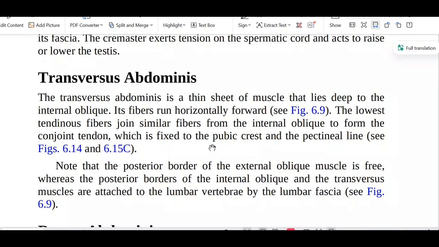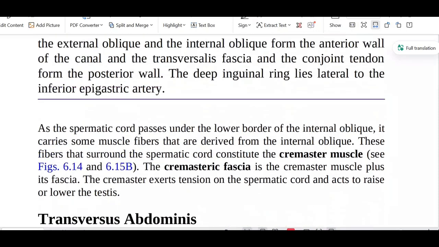Now note that the posterior border of the external oblique muscle was free, because the external oblique muscle was not attaching backward to the lumbar vertebra. It was free. It was not attaching with the lumbar fascia posteriorly, but the posterior borders or fibers of the internal oblique and transversus abdominis muscles are not free. They are attached to the lumbar vertebra by the lumbar fascia, and we have discussed this point while discussing internal oblique, and again we are discussing it while discussing transversus abdominis. Now I am also going to make this concept solid and clear to you by a diagram.